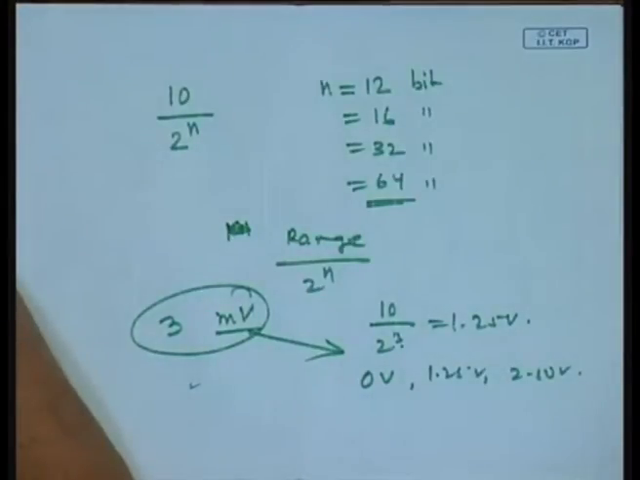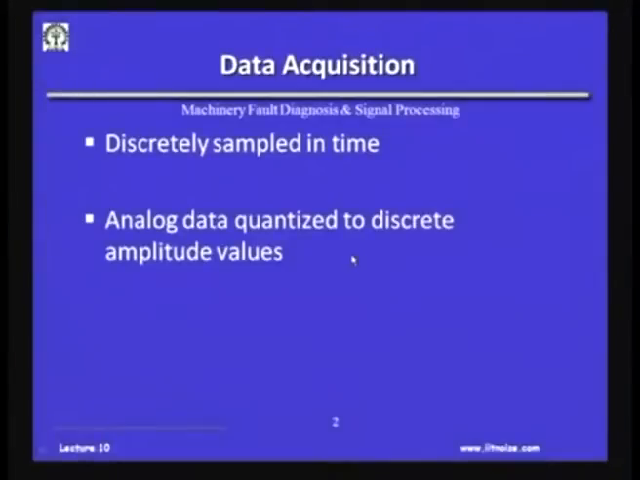Analog data is quantized to discrete amplitude values, because no two data points which are distinct in the analog signal should have the same digital values. Then the whole purpose of doing A to D conversion is not served. So, no two analog signal values should have the same discretized digital data. That has to be avoided. How can I avoid that? By having more bit size.